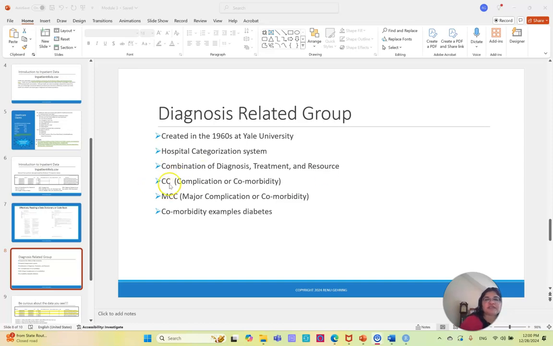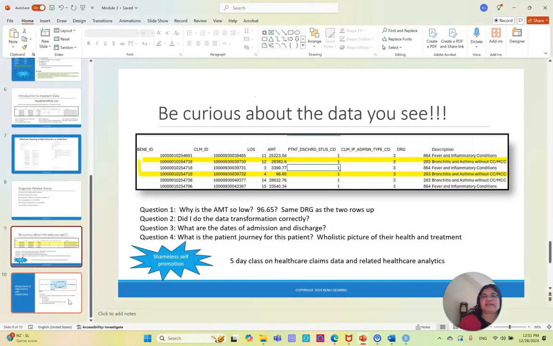And you will see that some of our diagnoses have the word CC. CC simply means complications or comorbidity. So say your diagnosis was fever, but you also had diabetes, then it would say fever with CC, with that comorbidity of diabetes. And then MCC means major complication.